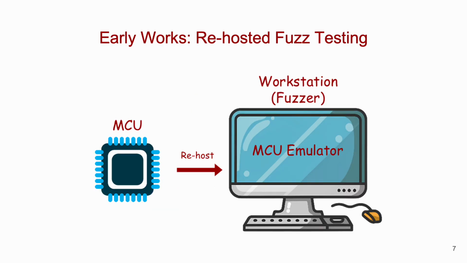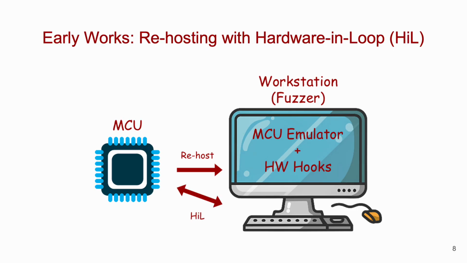To solve this challenge, early works proposed rehosting the embedded applications on a more powerful desktop. In this setting, the microcontroller hardware is emulated on the workstation through sophisticated techniques. As such, both the fuzzing and execution of the target binary happens on the desktop device. Some later works extend this idea to add the MCU hardware in the fuzzing loop, where certain parts of the firmware that interact with the hardware are hooked and executed on the actual MCU while executing other parts on the workstation emulator. Again, in this case, the fuzzing happens on the workstation.